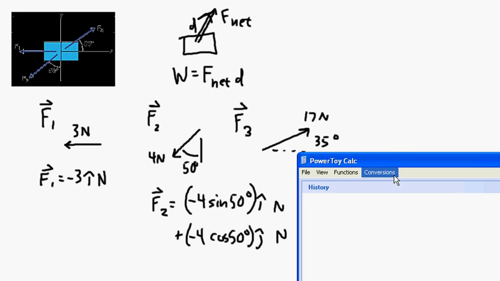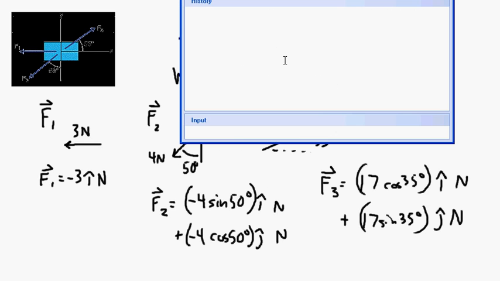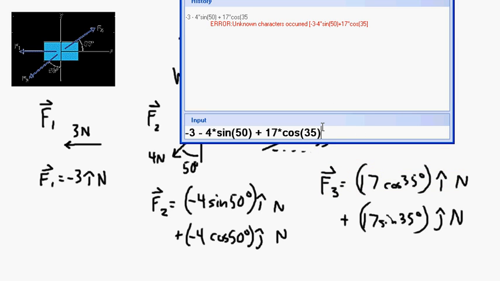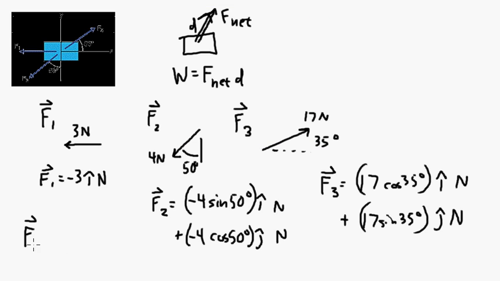So we can take our calculator, which I really like, and just add all these things up. Shouldn't be very hard. Let's do the x direction first: -3 minus 4 times sine 50 plus 17 times cosine 35. Oops, unknown characters, because I didn't close my parentheses. There we go. So our x component is positive 7.86 newtons. So F net equals 7.86 i hat newtons.